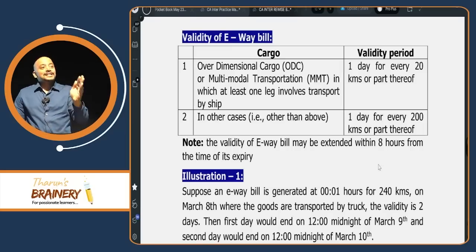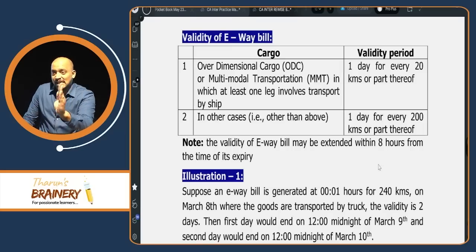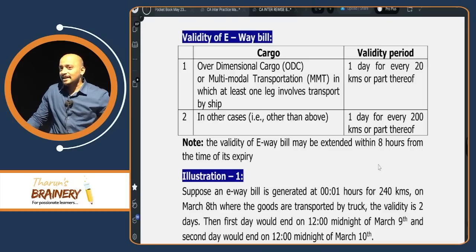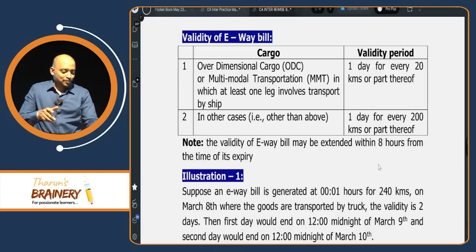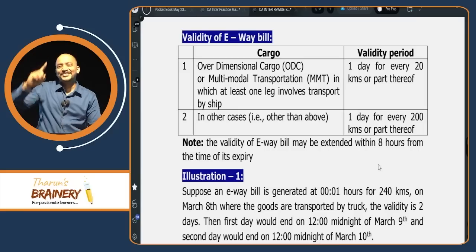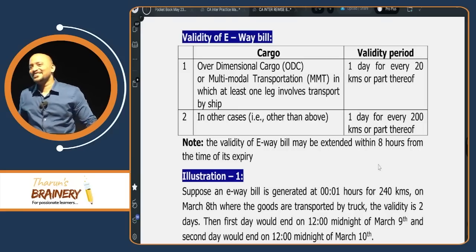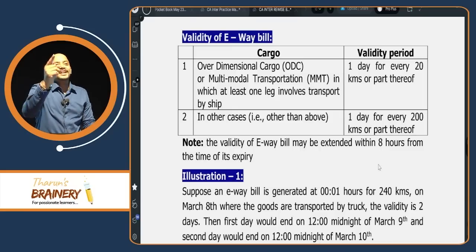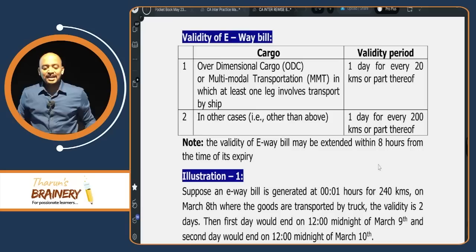Correct or not? Like that, once the validity of the e-way bill is expired, still if you are transporting the goods, validity expired, immediately put brake, open mobile, renew the e-way bill. You understood? So if you are traveling, then the goods will be confiscated, that is seized.